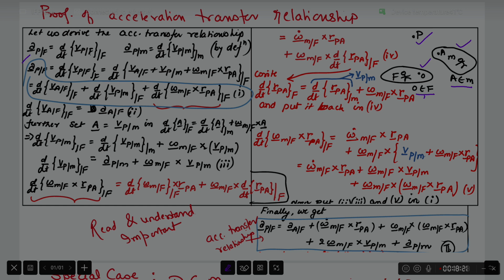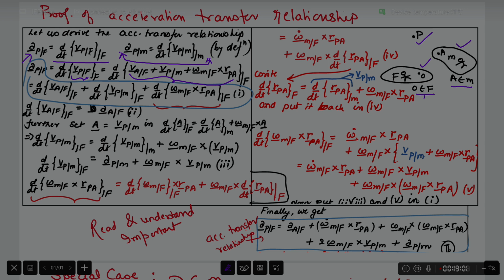The first step is to write APF as the time derivative of VPF, and also we remind ourselves that APM will be d/dt of VPM with respect to M. Wherever required, I would like to make these substitutions. But for the time being, let's focus on APF, which I wrote like this. And now this VPF I'm going to replace by my already proven expression for VPF, that is the velocity transfer relationship.